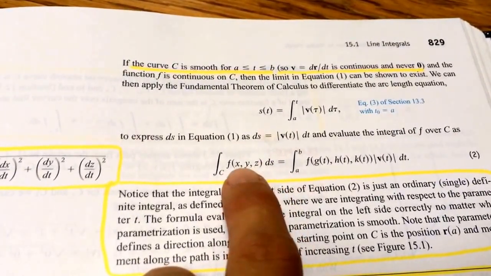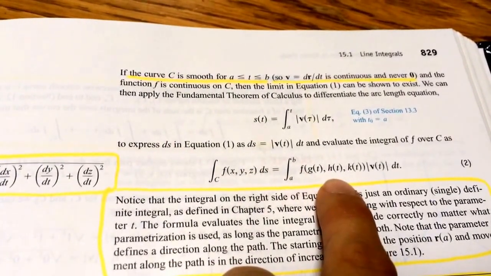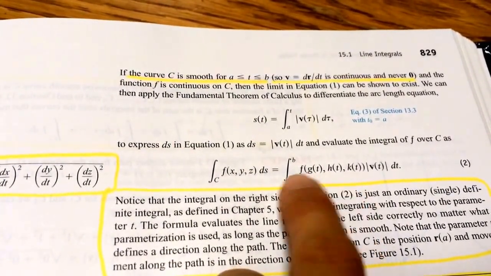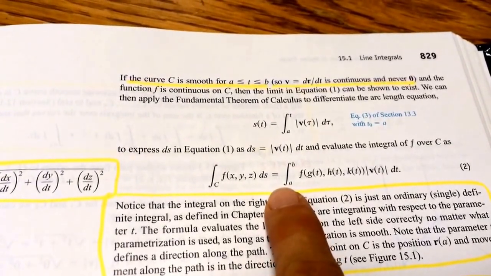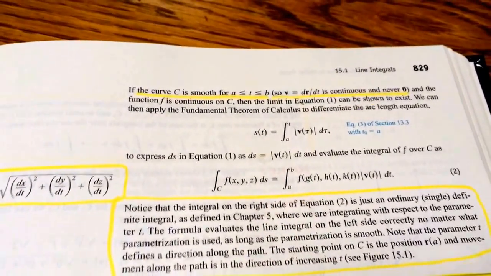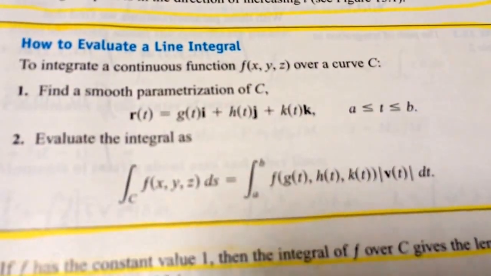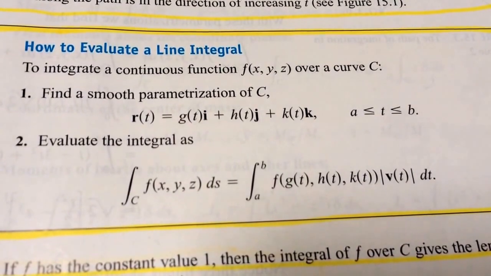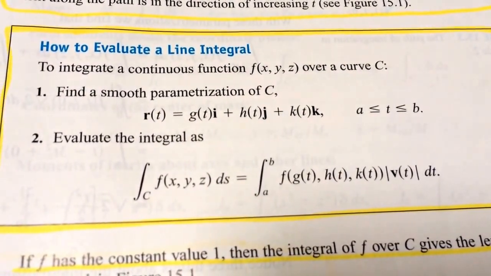But what it's doing is taking it from a function of three variables and changing it to a function of one variable, and so now that it's a function of one variable, just a single integral will do it. It's getting you away from having to use multiple integrals, which is interesting. And so here they have the conditions. Again, it has to be smooth, which again means the derivative is continuous and not 0. And then this is changing it over.